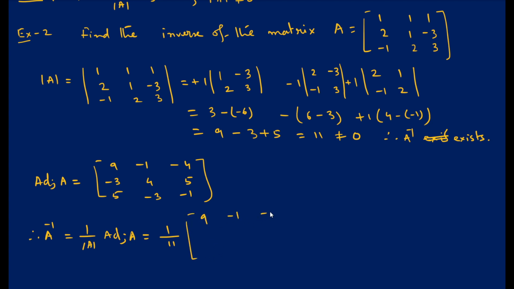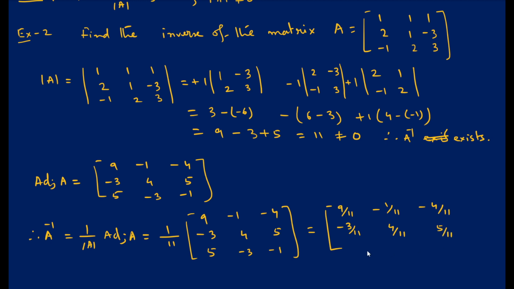9 minus 1 minus 4, minus 3 4 5, 5 minus 3 minus 1. So now what to do? We have to multiply all the elements by 1 by 11. So it will be 9 by 11, minus 1 by 11, minus 4 by 11. So minus 3 by 11, 4 by 11, 5 by 11, again 5 by 11, minus 3 by 11, and then minus 1 by 11. So this is how we can find the inverse of a square matrix.